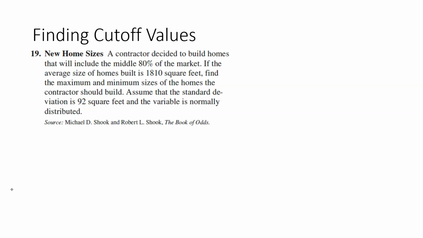All right, so we've got a contractor deciding to build homes that will include the middle 80% of the market. So they want to be able to appeal to most of home buyers, the vast majority. If the average size of homes built is 1,810 square feet, think about where that fits into our distribution. That is the average, so mu.